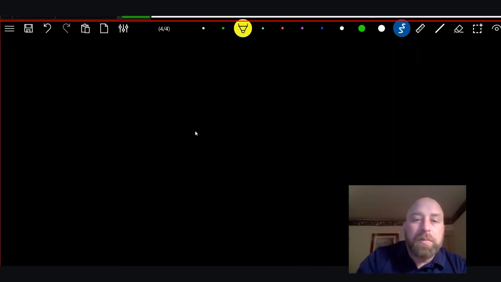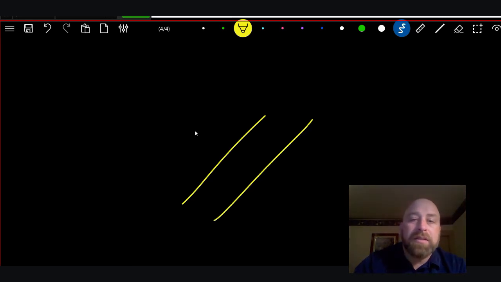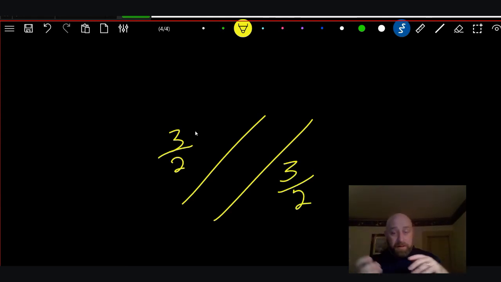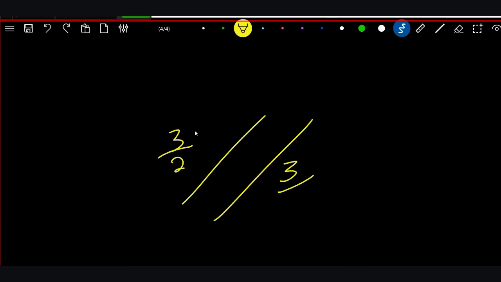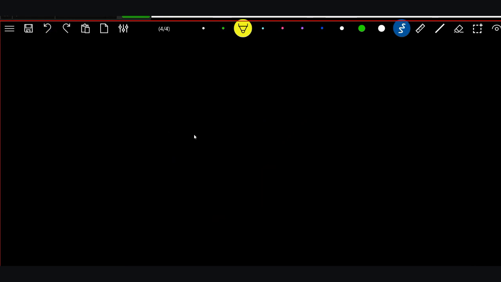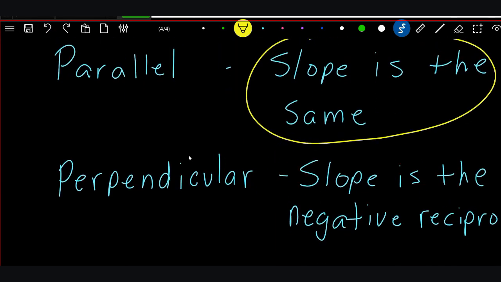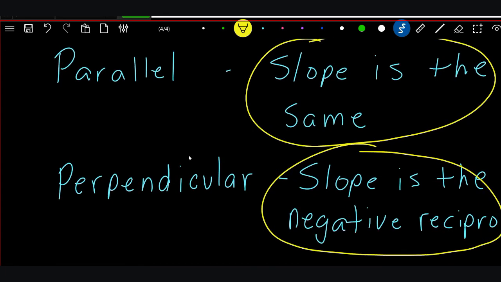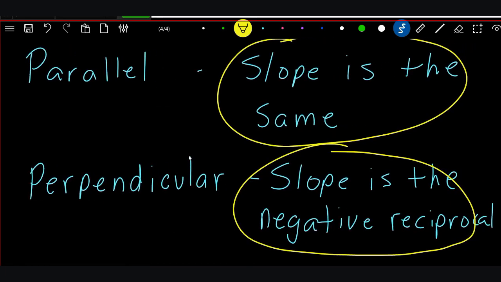Why is that? Because if we have two lines going like this, then they both have the same slope. So let's say that it's 3, 2. Well, this one would also have a 3, 2 slope. Now, their points might be different, but the slope is going to be the same. Now, what about perpendicular? The slope is the negative reciprocal. Sorry, I tried to get the word reciprocal on there. There it is. The slope is the negative reciprocal.